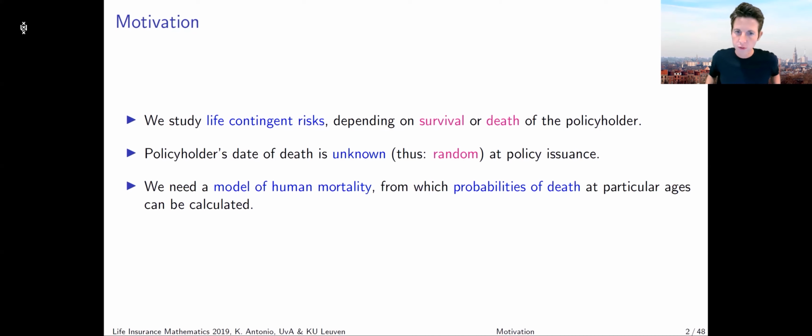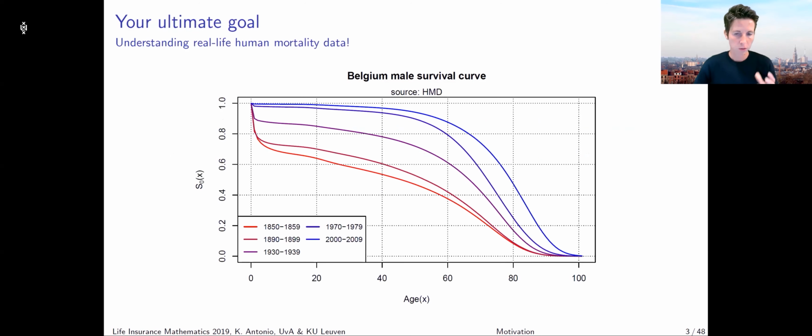So we need a model for that. We need to be able to deduce probabilities of death and survival at particular ages from this model. So that's what we're going to do in this chapter. And ultimately, if you work throughout this chapter, you should be able to understand, for example, graphics like this one. This is a graphic that's not in the book. It's a graphic for Belgian data, more specifically for Belgian males.